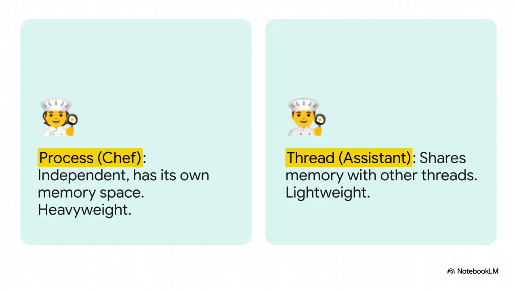Okay, so think of a process like a head chef. They're totally independent, they've got their own private cooking station, their own personal set of ingredients, their memory, and their own recipe to follow. They don't share a thing. Now a thread, that's the chef's assistant. They work at the same station, using the same ingredients, all to help that one chef get their job done faster. They're lightweight, they're collaborative, and here's the key. They share that memory space.